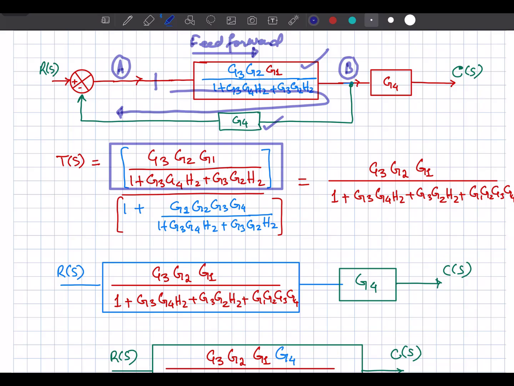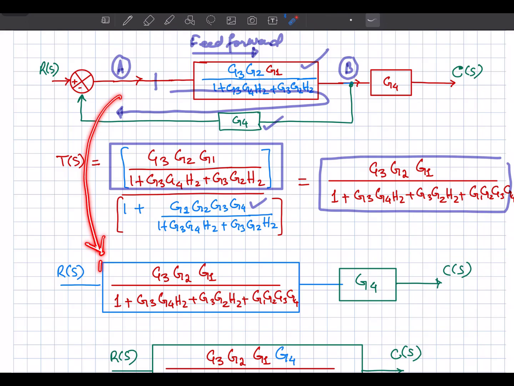So you can see G1, G2, G3 into G4 divided by 1 plus G3, G4, H2 plus G3, G2 into H2. So now if we simplify this one, we will get this expression. Right, so this diagram can now be simply represented with the help of this transfer function, which is obtained after simplification of this feedback loop, right? And now if we replace this one, this is basically the transfer function between point A and point B.